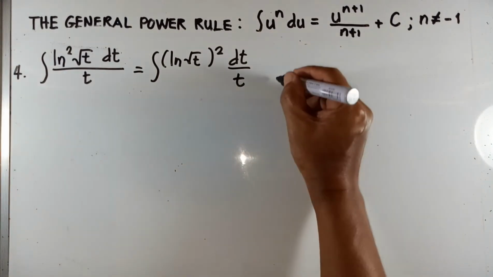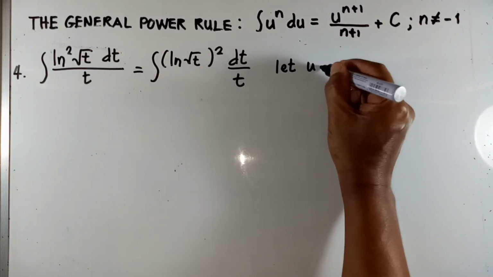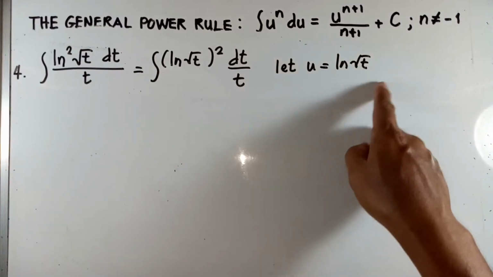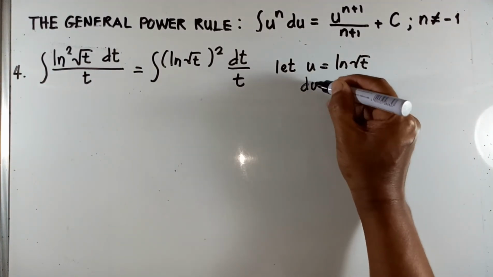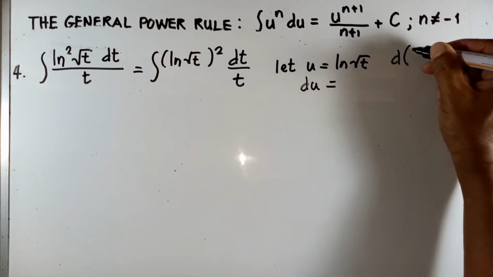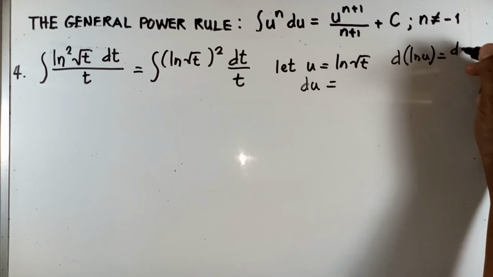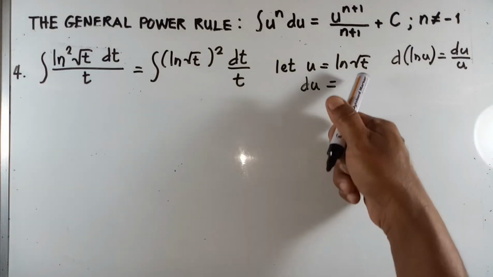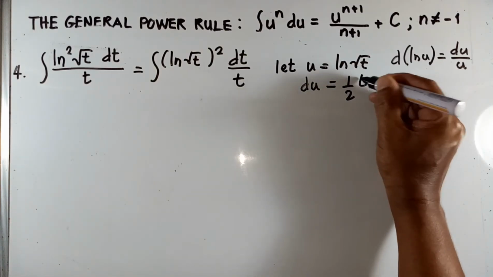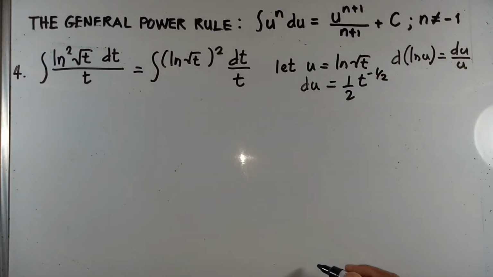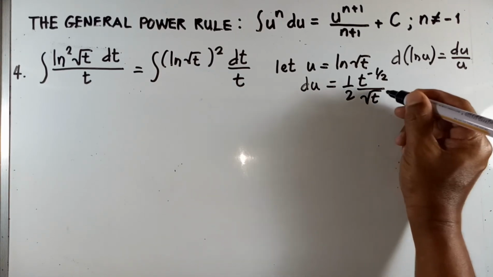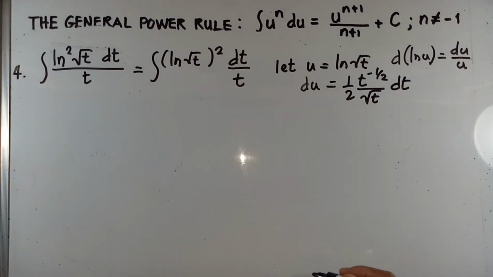So, let u equal ln of square root of t. So, the derivative of ln of u is du over u. So, yung ating formula, no? Derivative of ln of u equals du over u. So, yung u natin ay square root of t, at ang derivative niya ay 1/2 t raised to negative 1/2, divided by u. So, yung u natin ay yung square root of t, and then times the derivative of t in differential form, dt.